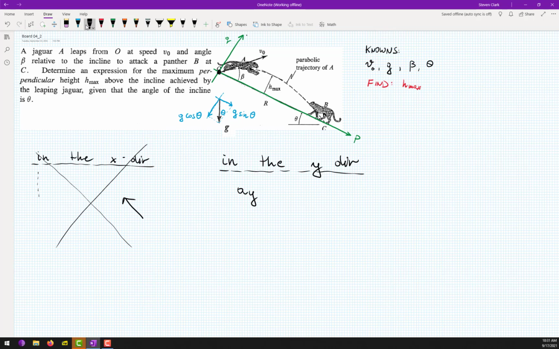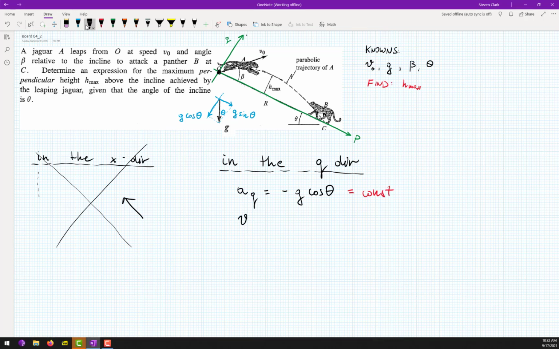This time a is not going to be minus g. This time we have to do a projection of g on these two directions, on this direction and this direction. So maybe not y even. In the q direction, sorry, in the q direction, a_q will be minus g cosine theta. You can clearly see it here. And it is again constant.